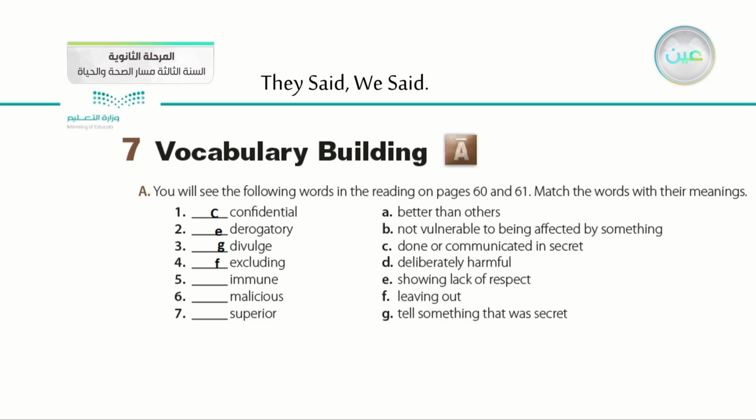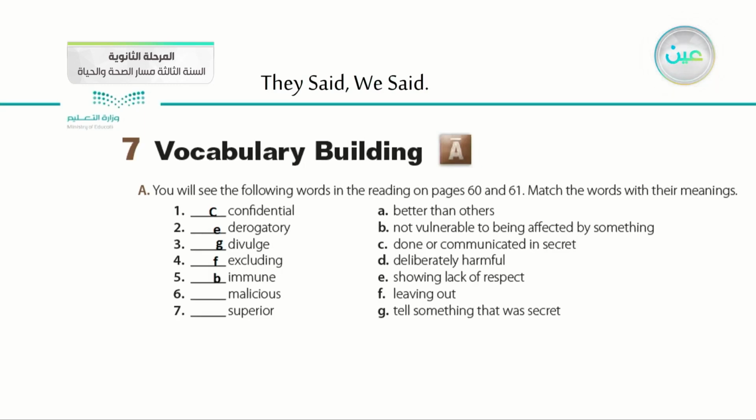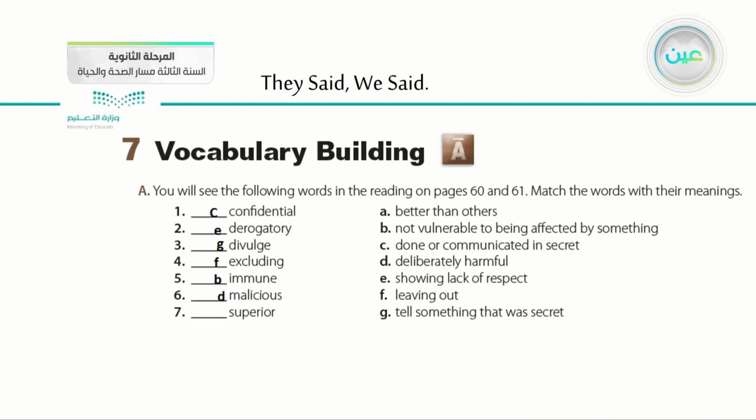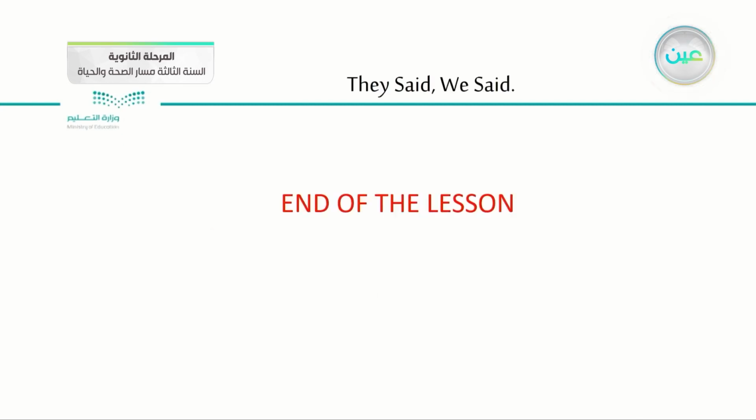Number 5, immune, which is B, not vulnerable to being affected by something. Number 6, malicious, is D, deliberately harmful. And the last one, superior, is A, better than others. This is the last part of our lesson today.